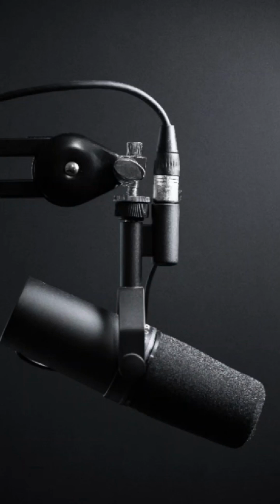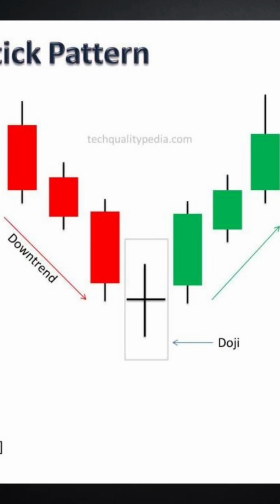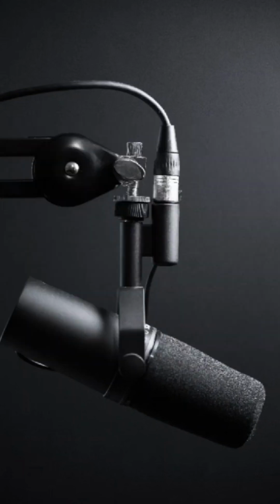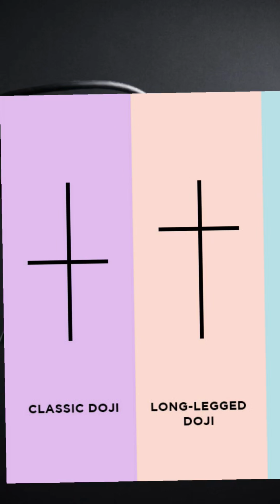If you see this after a downtrend and the next candle is green, that's a big green flag, and it signals that an uptrend is imminent. Now, the gravestone doji, that's the opposite. It looks like an upside-down T. No bottom wick, long wick up top, and the candle closes at the bottom. This one says buyers tried to push the price up, but got rejected. If this shows up at the top of an uptrend, that's a red flag, and it's a sign that a downtrend is imminent.